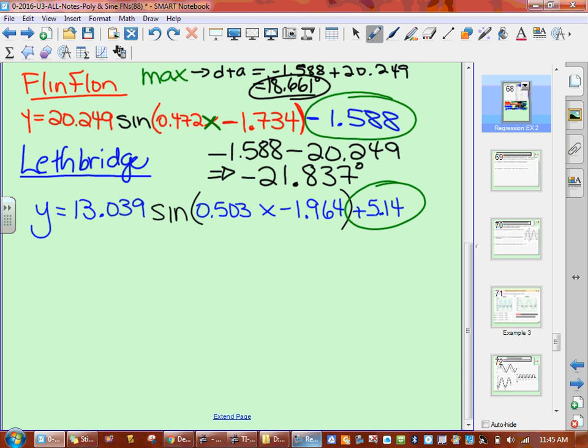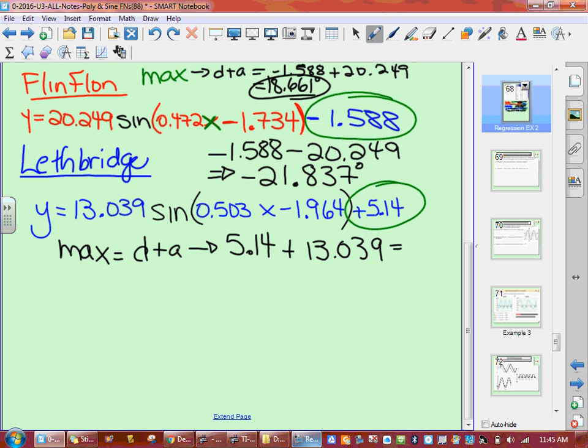So, max, T plus A, 5.14 plus 13.039. So how warm is it in Lethbridge for its maximum temperature? 18.179. Okay, and now we're going to do its min temperature, which is D minus A. Okay, D minus A. Negative 8 degrees almost. So one of them is a lot warmer than the other.